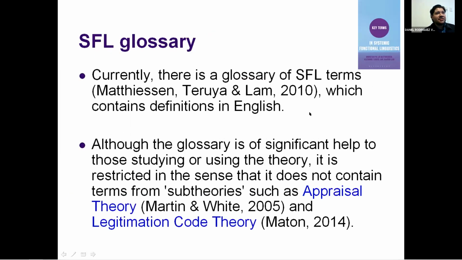And we have a glossary by Mathisen, Teruya, and Lam. This is a glossary of SFL terms that contains definitions in English. Of course, this is a very helpful glossary, especially for those studying or using the theory, but it is restricted in the sense that it does not contain terms from what I call sub-theories, such as appraisal theory or legitimation code theory. If you try to look up one of those terms, they're not there.